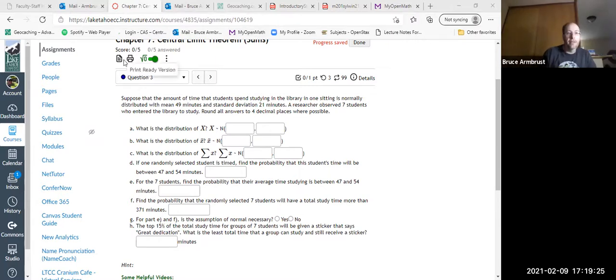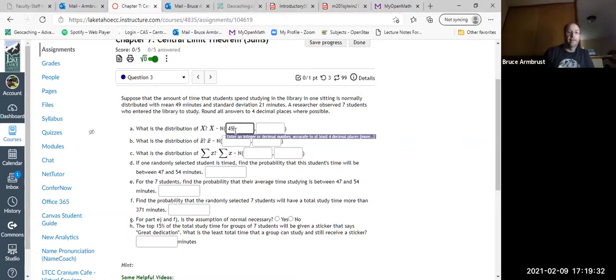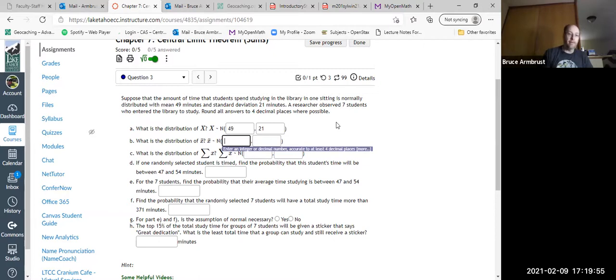All right, cool. That was a nice quick one there, Ali. This is for 49 and 21, right, because we were told that the students were normally distributed with a mean of 49 and a standard deviation of 21. All right, so then what's the distribution for X bar? How about we'll start here. What's the mean for this one?